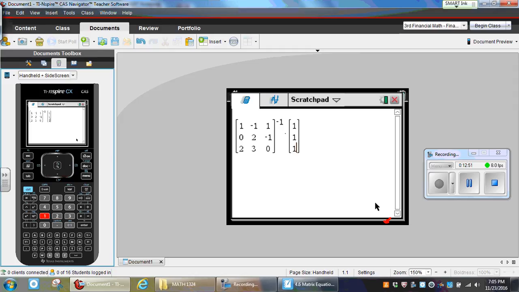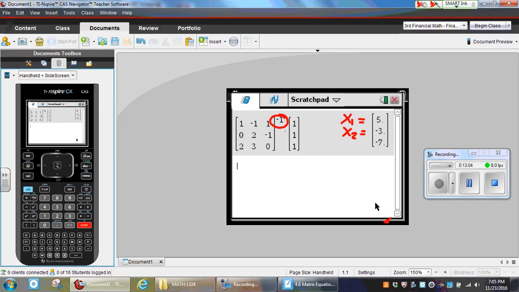Now keep in mind that you don't enter just the coefficient matrix. You must get the inverse of the coefficient matrix. And we get our answer. So what does that mean? That means that x sub 1 is equal to 5, x sub 2 is equal to negative 3, and x sub 3 is equal to negative 7.